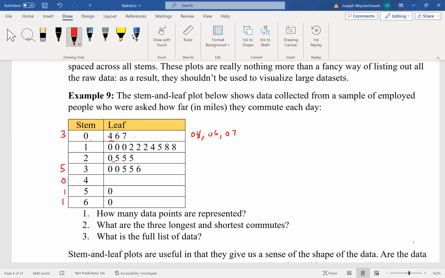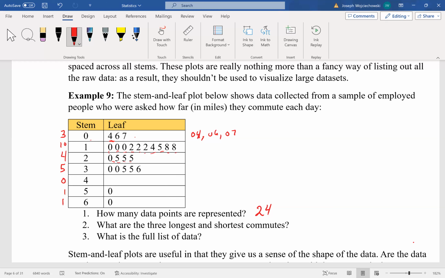This is 20, 25, 25, and 25. That's 4 data points. And this is 10, 10, 10, 12, 12, 12, 14, 15, 18, 18, 36. And that's 10. So how many data points do I have? 13, 17, 22, 23, 24. So I have 24. What are the 3 longest and shortest commutes?